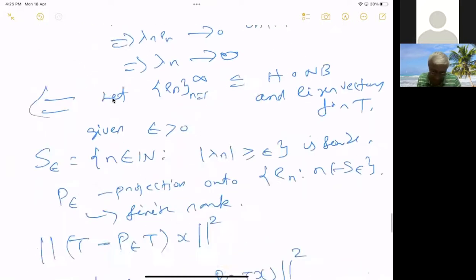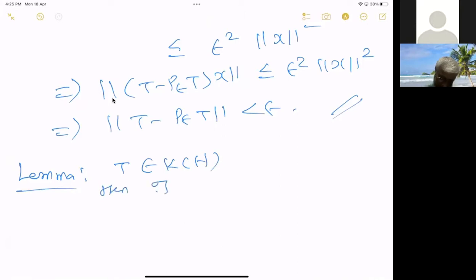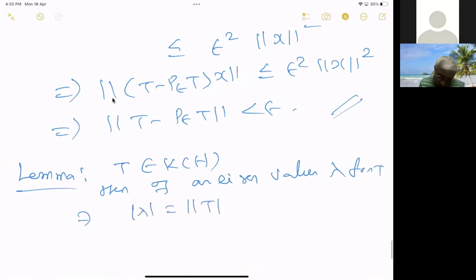Maybe I will prove one lemma. Okay, lemma. T is a compact operator. Then there exists an eigenvalue lambda for T such that mod lambda is equal to norm T.